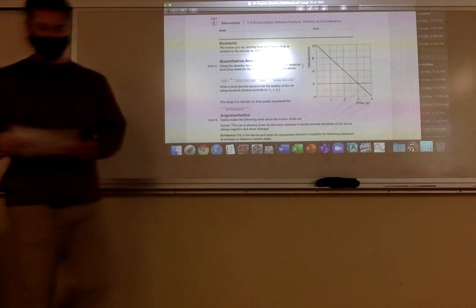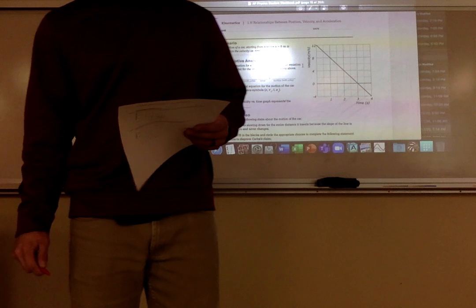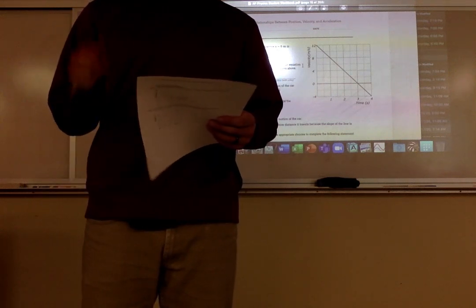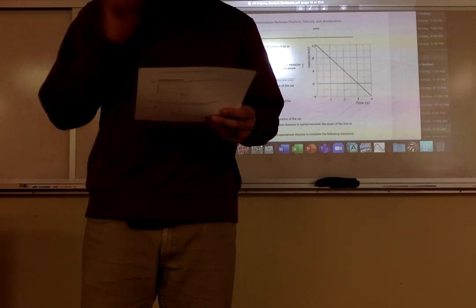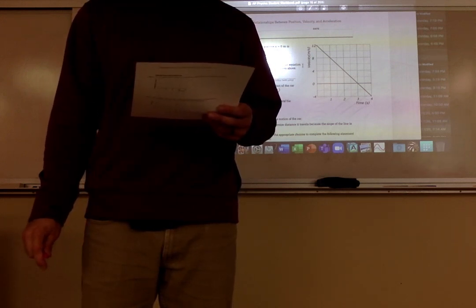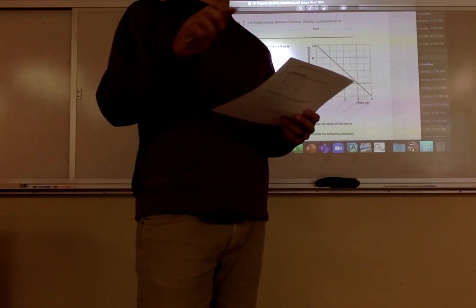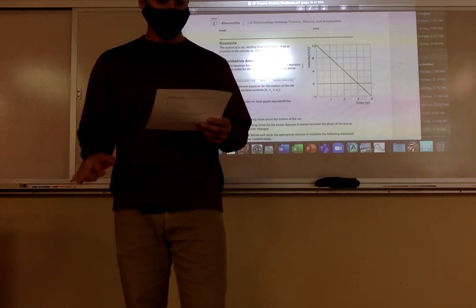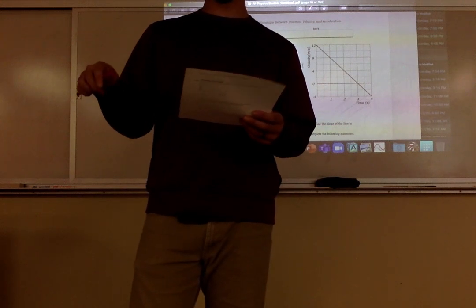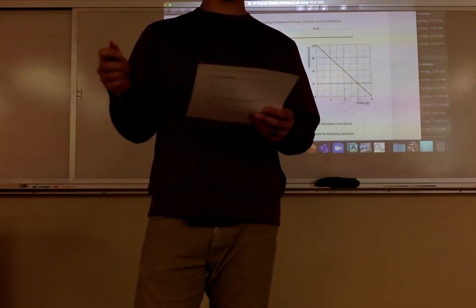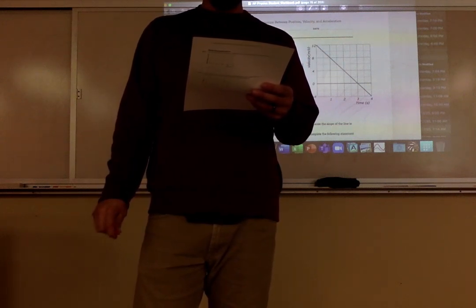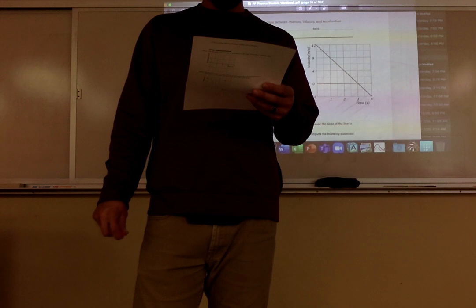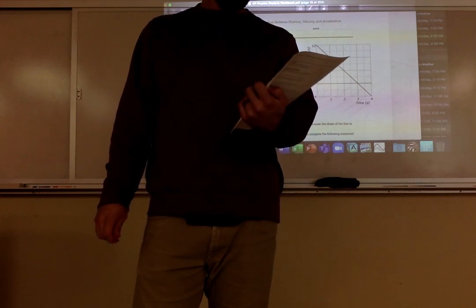So again, this is 1.h, relationships between position, velocity, and acceleration. It gives you the velocity time graph. It wants you to find the equation of the line, and then write that equation not as a line but as a function with physics variables, not just y equals mx plus b. And there's a C and a D on the back in case you missed that.